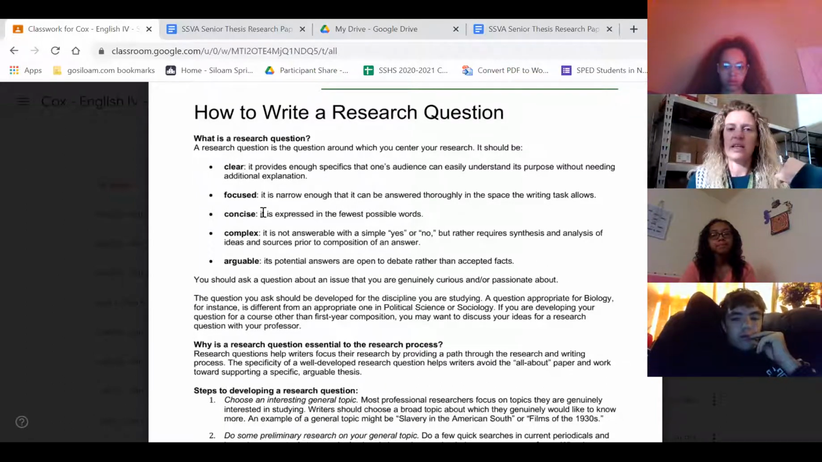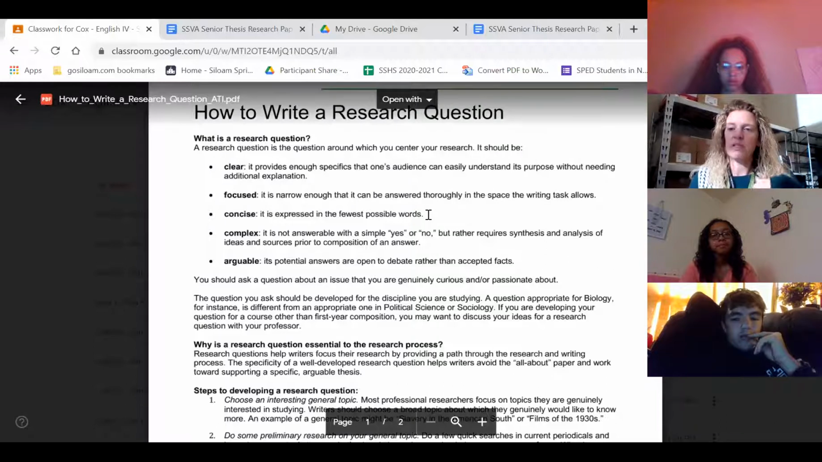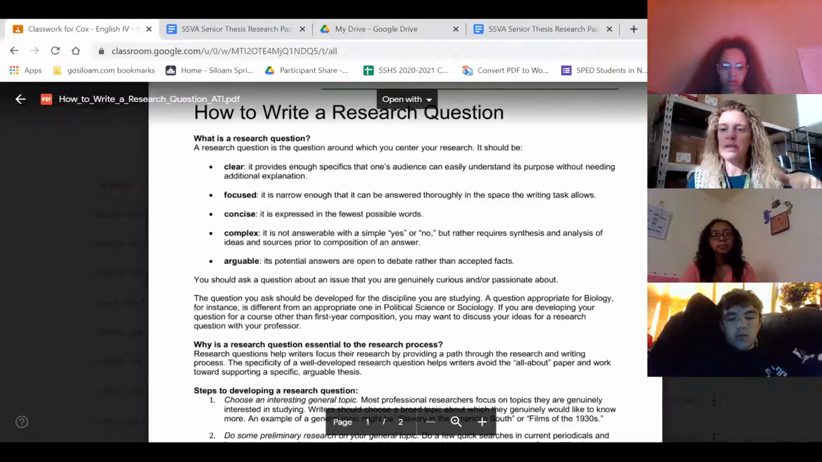Concise, which means that it's expressed in the fewest words possible. So a research question doesn't have to be long, but it needs to be specific enough to where you can still write a paper on it. You need to be able to write a 3 to 5 page paper on it. You don't want it to be too short to where you can't write enough information about it, okay?